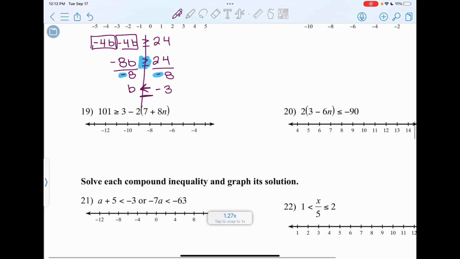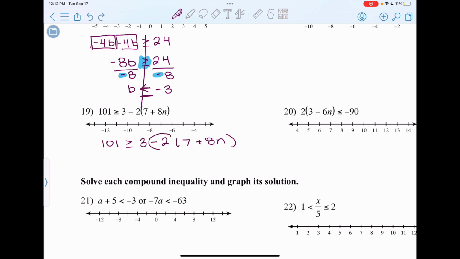Looking at 19, I'm once again going to rewrite my inequality down below so that I have room to solve it. And I need to start with my double rainbow with distributing. Make sure that you include the negative when you distribute. -2 times 7 is -14, and -2 times 8n will be -16n. And I'm going to combine my like terms. 3 minus 14 will be -11.